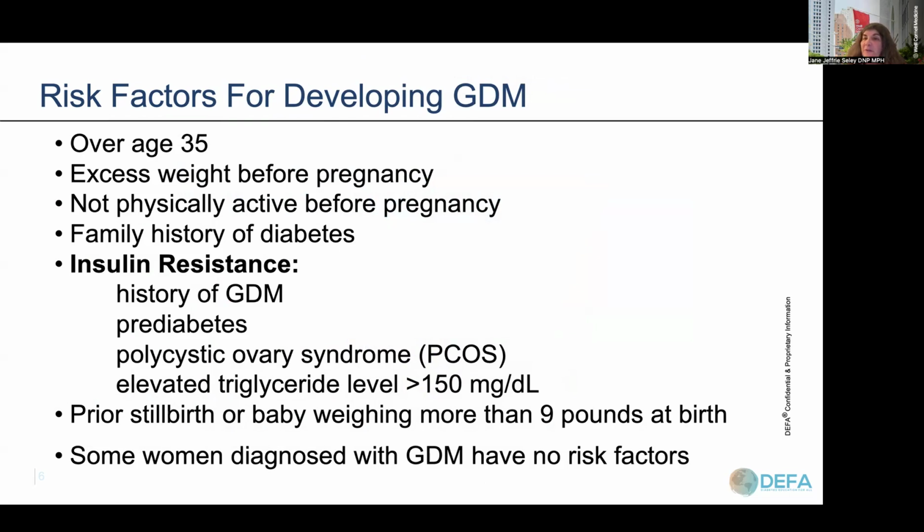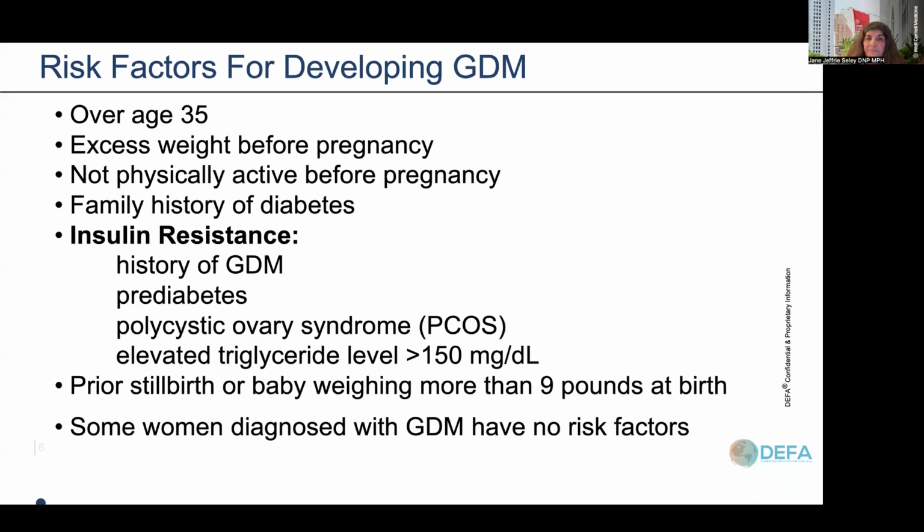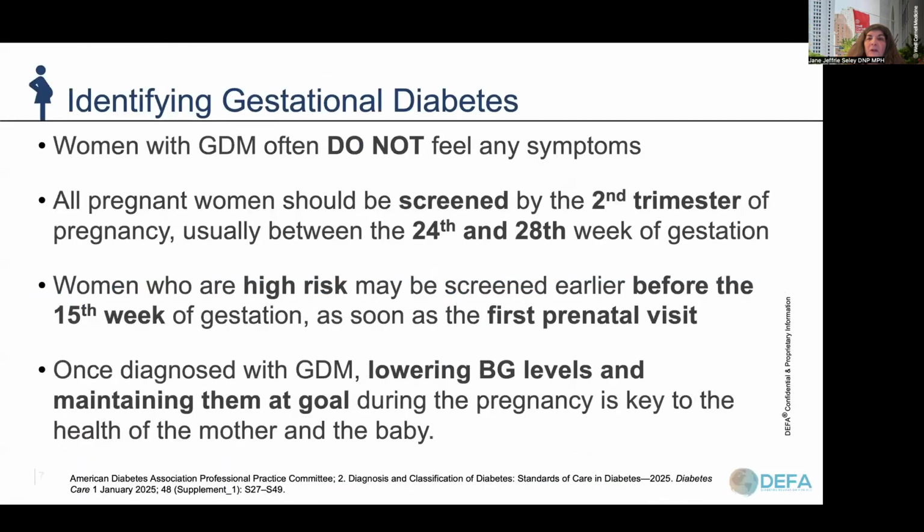If they have a history of prediabetes, if they've had polycystic ovary syndrome, PCOS, or an elevated triglyceride level of over 150. Another risk factor is a prior stillbirth or a baby weighing over 9 pounds. Some women who are diagnosed with gestational diabetes actually have no risk factors. And another problem is they have no symptoms many times.